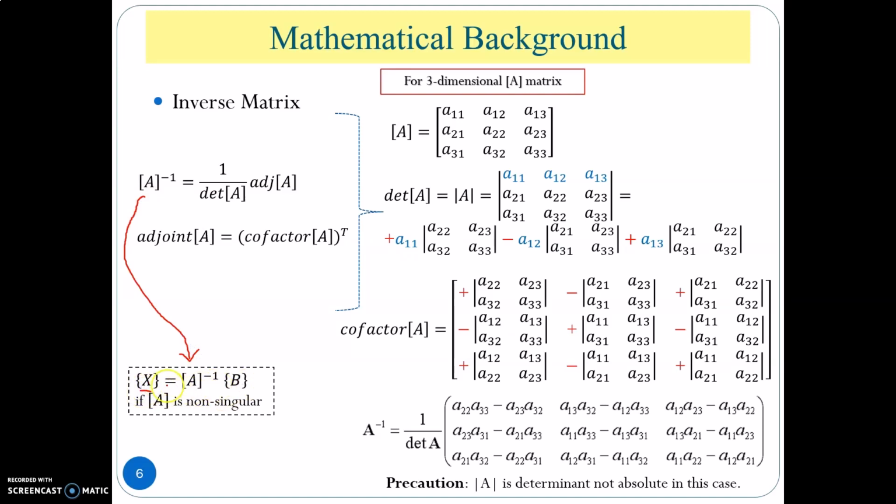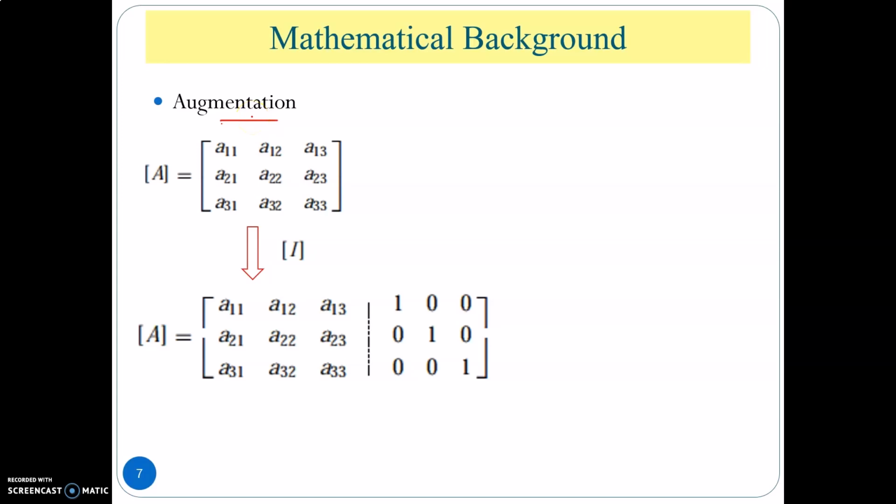So this formula is only valid when your matrix A is non-singular. You can check whether a matrix A is singular or non-singular by using this relationship. If this equation is valid, then the matrix A is non-singular. If you perform the augmentation between the matrix A and the identity matrix, the result will be this.